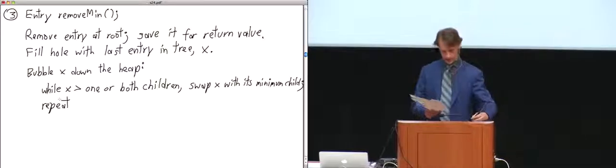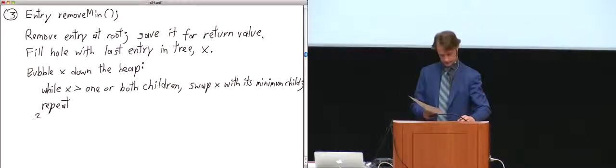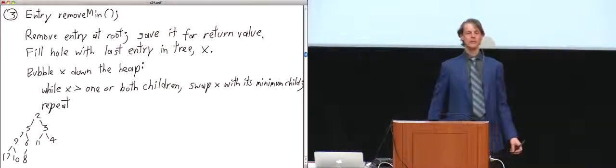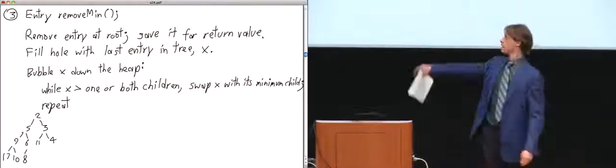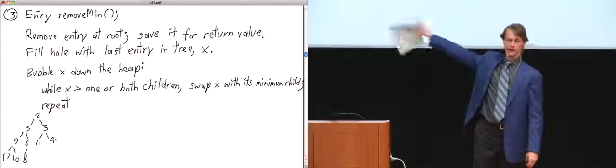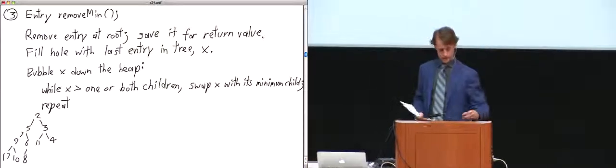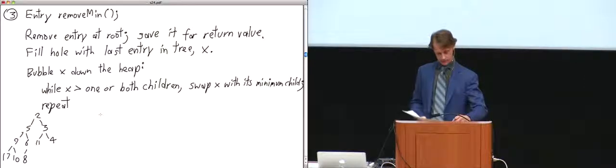So let's go back to our original tree and see what happens when you do remove min. So we're going to take the 2 out of the tree completely. It's gone. And to fix it up, we need to move something in to fill that space, so we take the very last node, the 8.